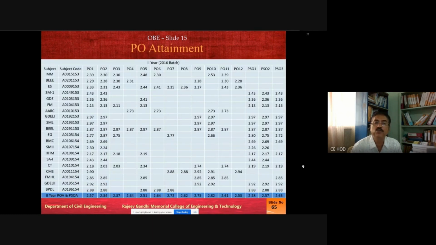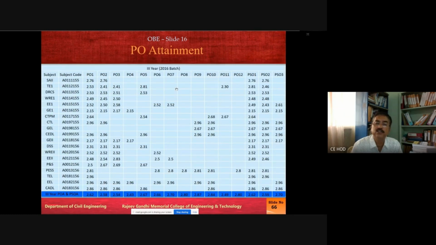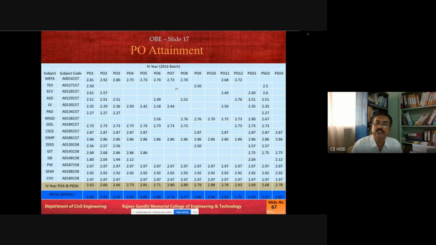Now I am showing the PO attainment for the 2016 batch: second year attainment levels of PO, third year 2016 batch attainment levels of PO, and fourth year 2016 batch attainment levels of PO. Here the total batch PO attainments I am showing, sir, in blue color.